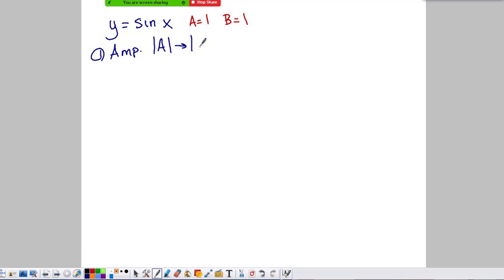So we get the absolute value of 1. And what's the absolute value of 1? 1. Once you take the absolute value, can you ever have a negative number? No, because the definition of absolute value is distance from 0. Yep. So we know that our amplitude is going to be 1.